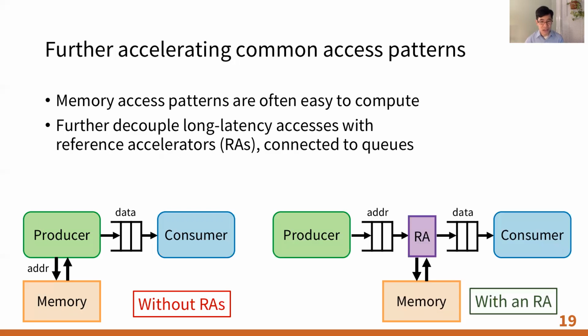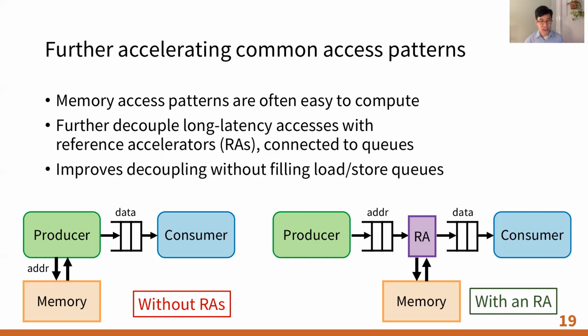But if you add RAs, the producer instead simply enqueues the address to the RA, and the RA performs the fetch for us. This improves decoupling at low overhead without filling the load or store queues, as these fetches are now non-speculative.